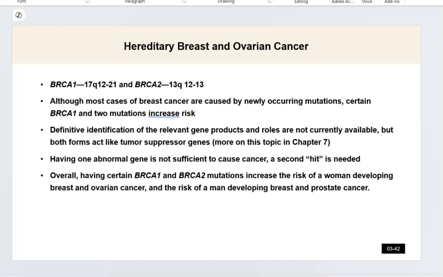Having one abnormal gene is not sufficient. So even if you're a BRCA carrier, it's not 100% that you are going to get that kind of cancer. You need a second hit down the road to activate that. Remember, we'll talk about this further, but BRCA1 and BRCA2 can increase a woman's chance of developing breast and ovarian cancer, but they also increase the risk for a man to develop male breast cancer and prostate cancer.